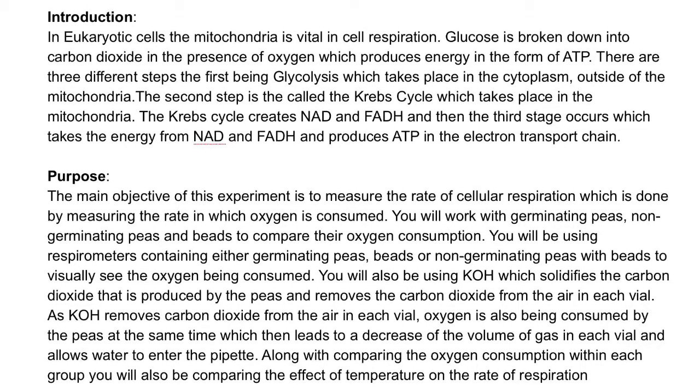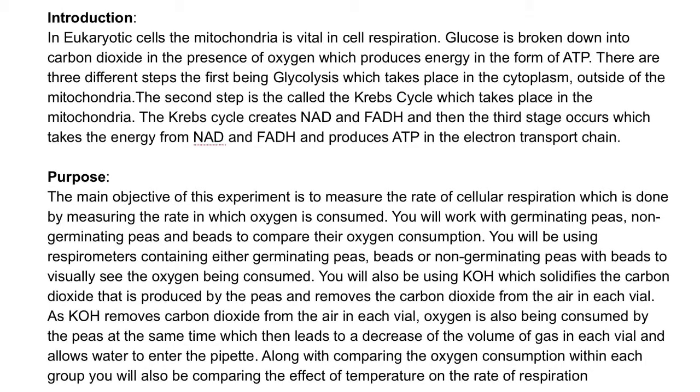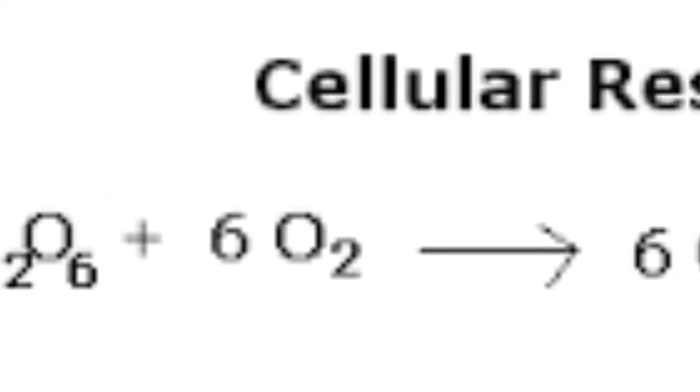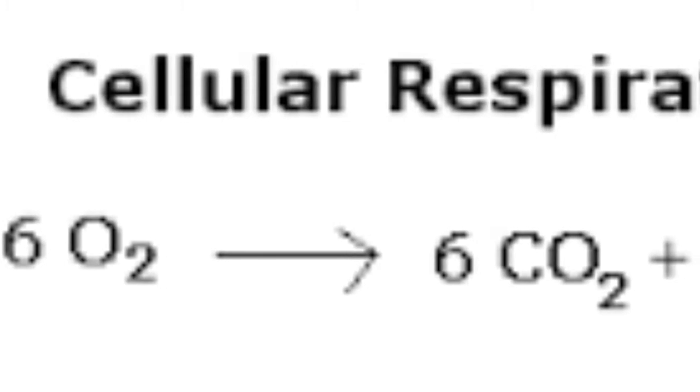The second step is called the Krebs cycle, which takes place in the mitochondria. The Krebs cycle creates NAD and FAD, and then the third stage occurs, which takes the energy from NAD and FAD and produces ATP in the electron transport chain.